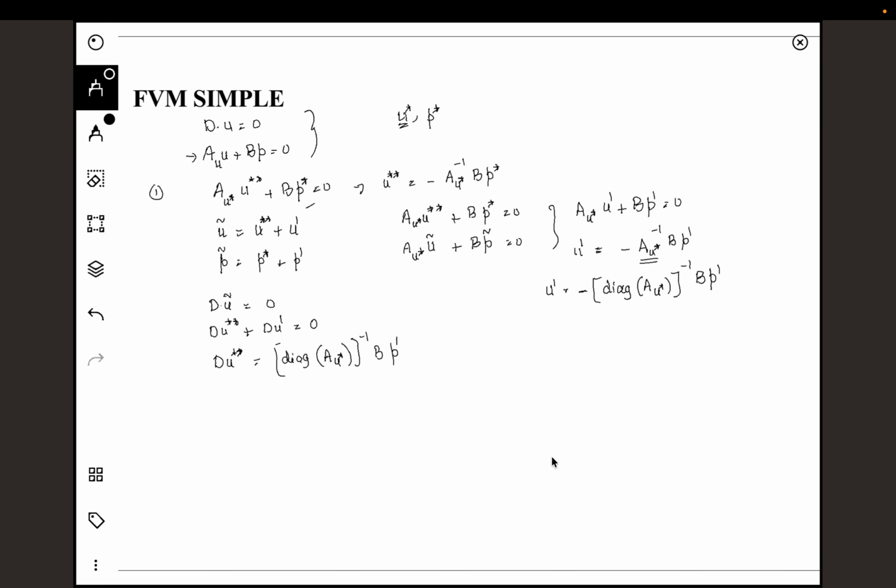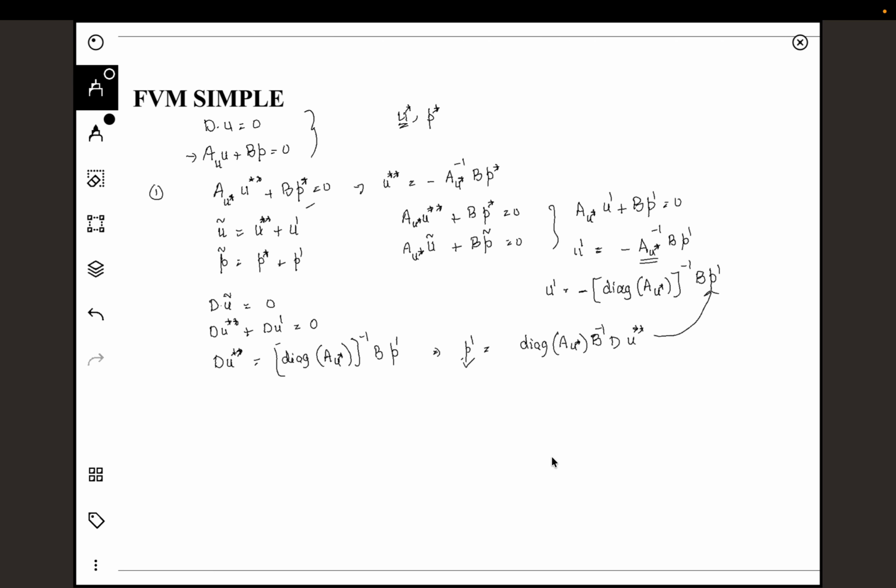and from this I can solve for p prime. Once I have p prime, then I can substitute this here, get u prime. And then once I have u prime and p prime, I can substitute this, get u tilde and p tilde, and I'll check whether this u tilde, so now I'll have u tilde and p tilde.